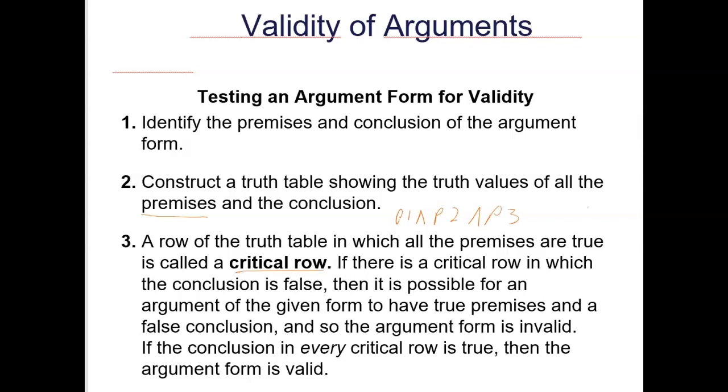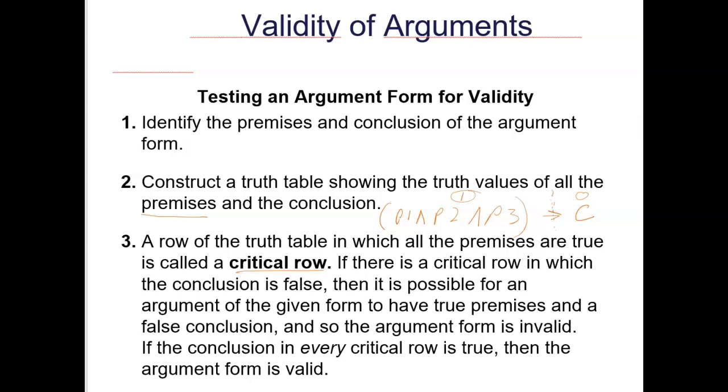And then put your conclusion over here, and then you take all of these ANDed together. So wherever they're all ones is the only time you'll get a 1 here. So wherever they're all ones, you're in a critical row. And then you do an if-then to the conclusion. And the only time that if-then will be false is if you have ones in your premise and you have a 0 in your conclusion. So then you look at this column under the if-then and make sure it's all ones.